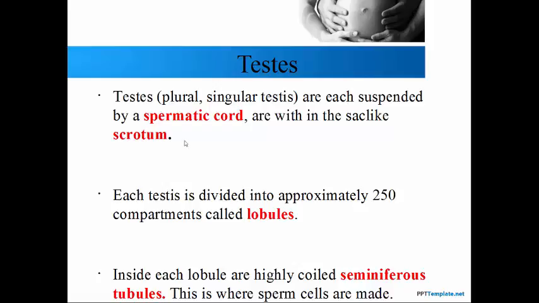They're called lobules. Now inside each of those lobules, inside each of those 250 compartments, is a structure called the seminiferous tubules. Very highly coiled, very tightly wound tube. And each lobule has one of these tubules. And this site is where the sperm cells are actually made, in the seminiferous tubule.